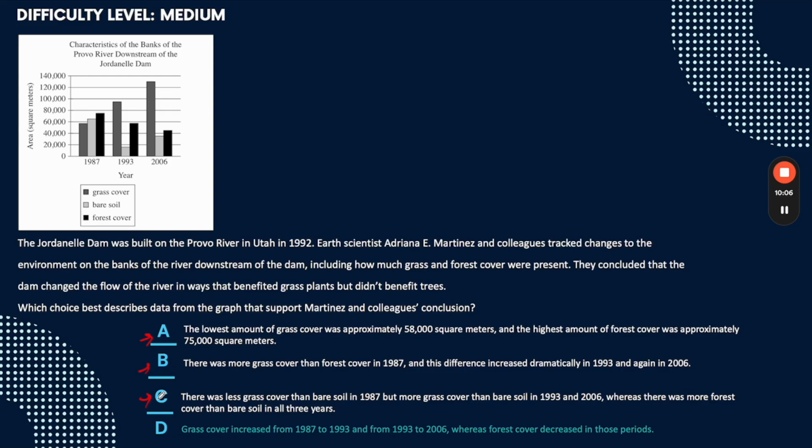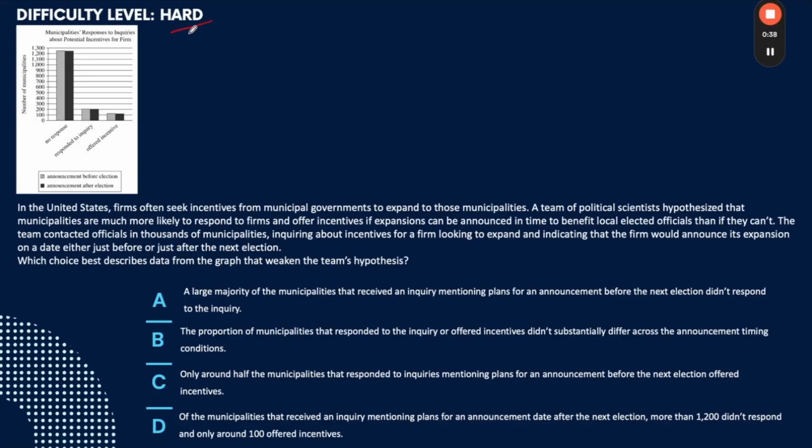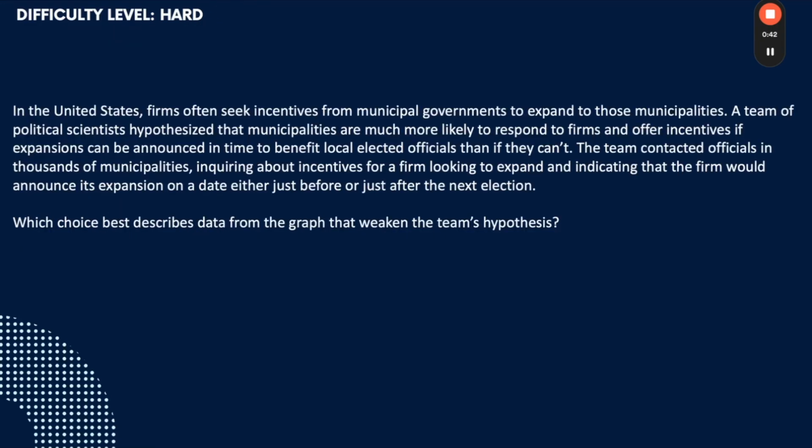We will be moving on to a higher difficulty level question, that is a hard difficulty level question. So now we are going to take up a hard difficulty level question. And like we already know, the first step is to read the question stem and then we'll read the text. So what does the question stem really say? Which choice best describes data from the graph that weaken the team's hypotheses?